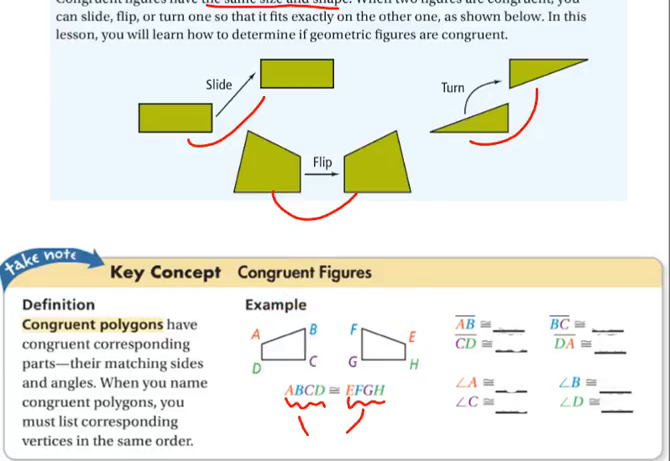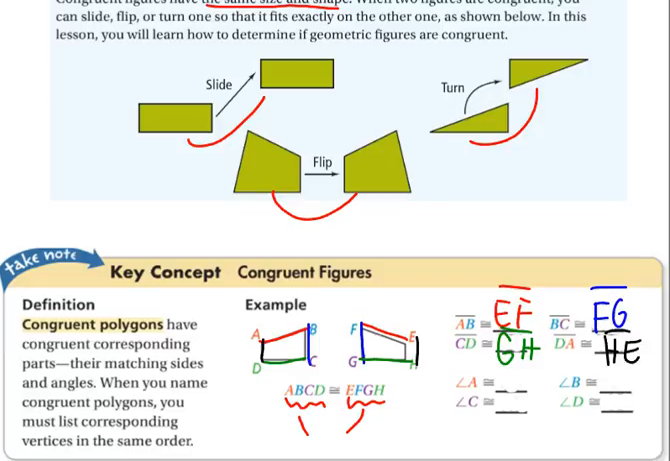So AB corresponds to EF. BC, FG, CD, and GH. So again, just to reiterate, the order of these matter. And then the last one here, they have DA, so I'm going to go HE.